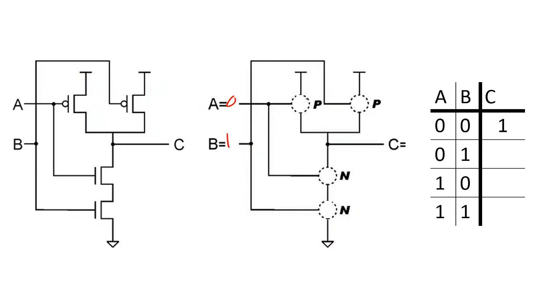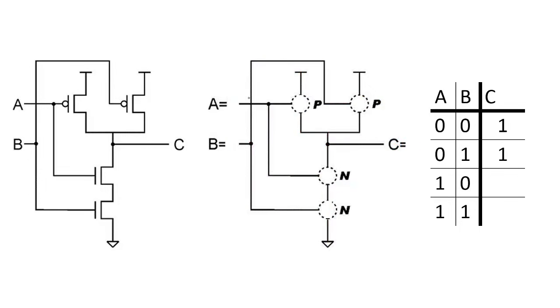And when A is 0, we're going to have a short on this PMOS, just like before. And with B is 1, this is going to create an open on this PMOS. A with 0 is going to create an open on this NMOS, and B with a 1 is going to create a short. So here, our ground is still cut off from the output, but we do have a direct path from VDD down to the output, so our output's going to be 1.